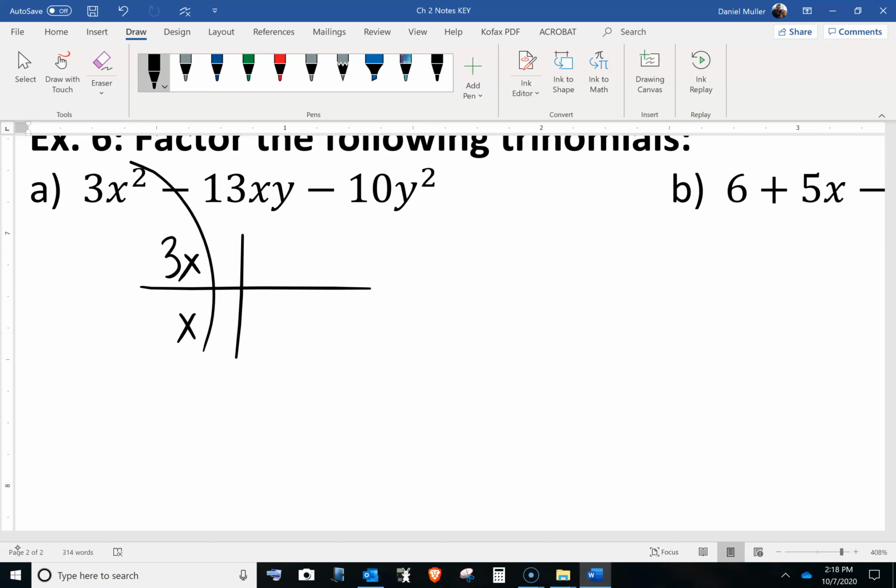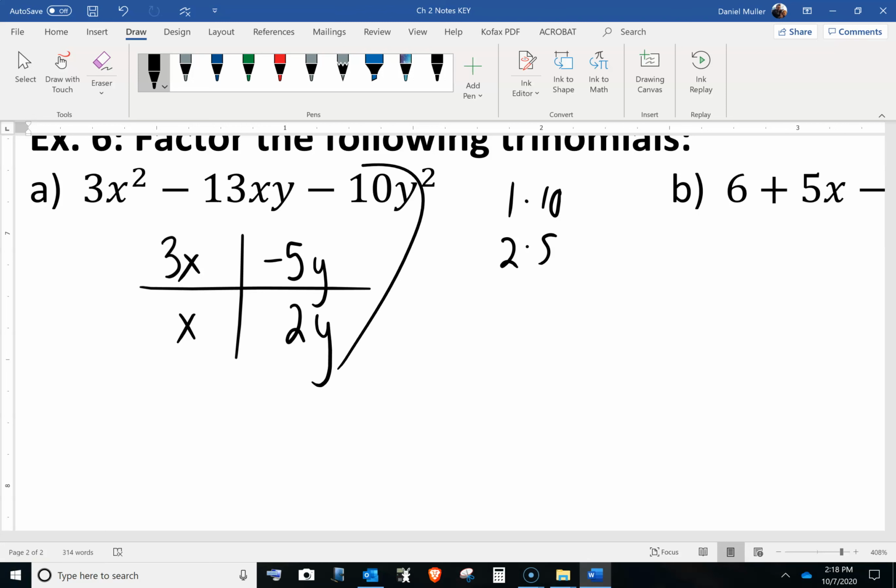Now I do have negative 10 here, so I don't really know if that's a 1 and a 10 or a 2 and a 5. I'm going to try 2 and 5. Now 5 and 2 does not multiply to negative 10, so I make one of them negative. That still doesn't multiply to the right because I need y squared, so I'm going to have to do a y and a y. So now negative 5y times 2y is indeed negative 10y squared.